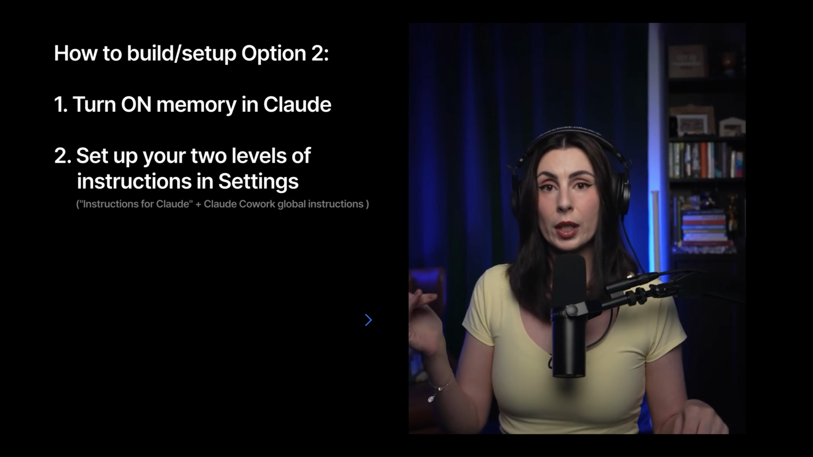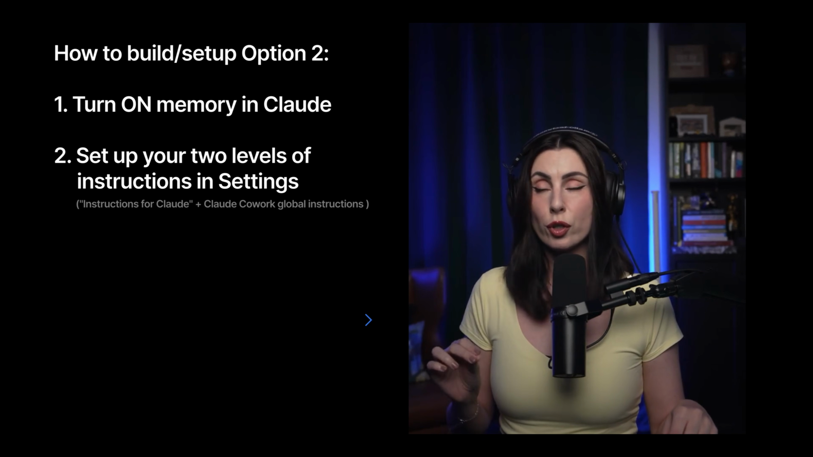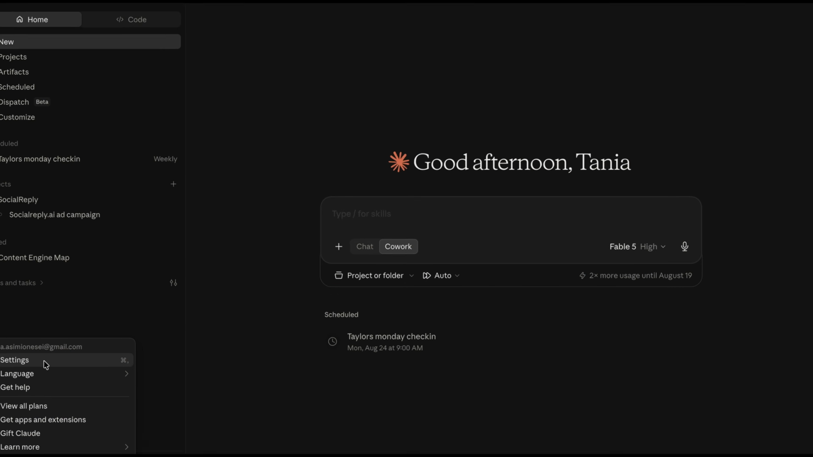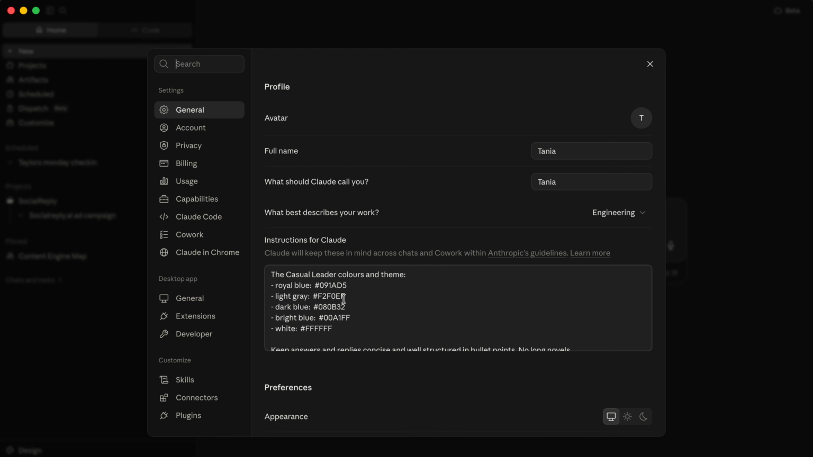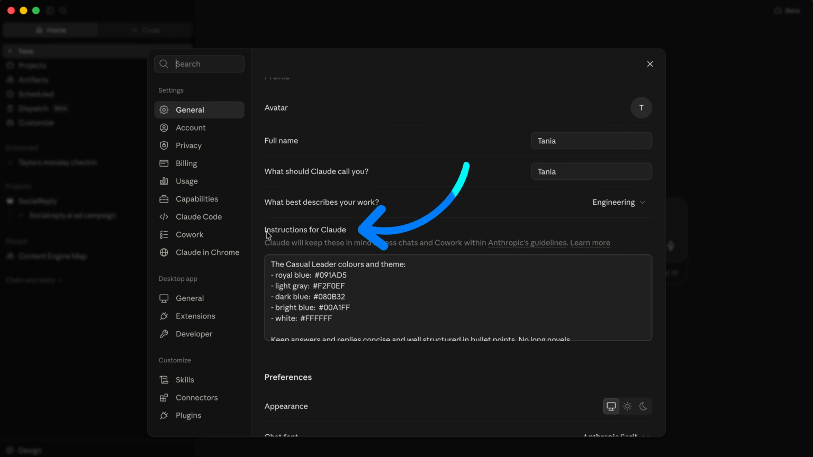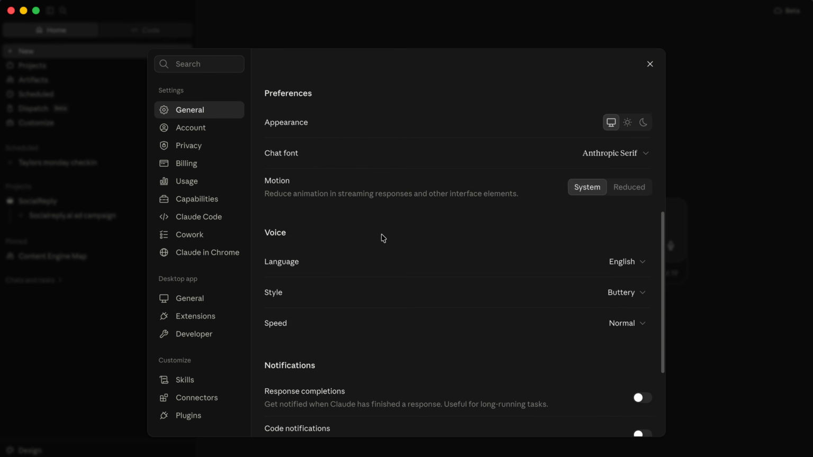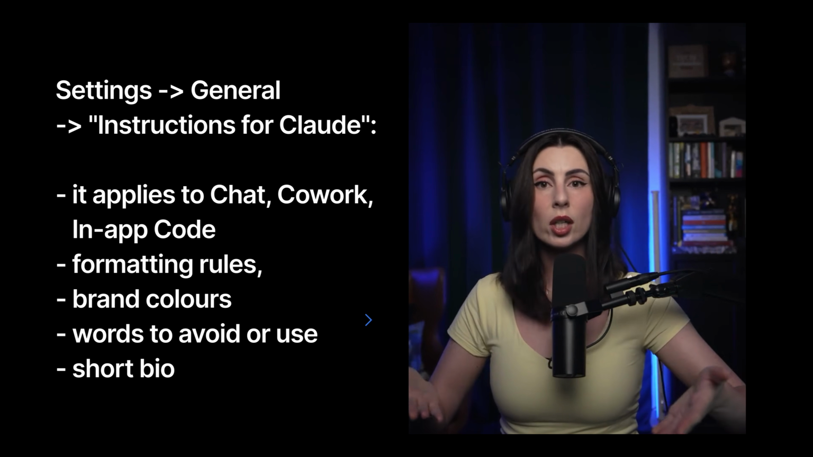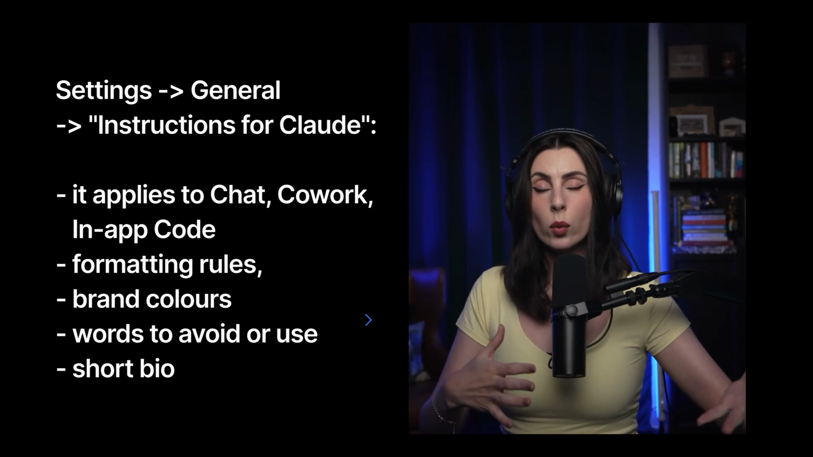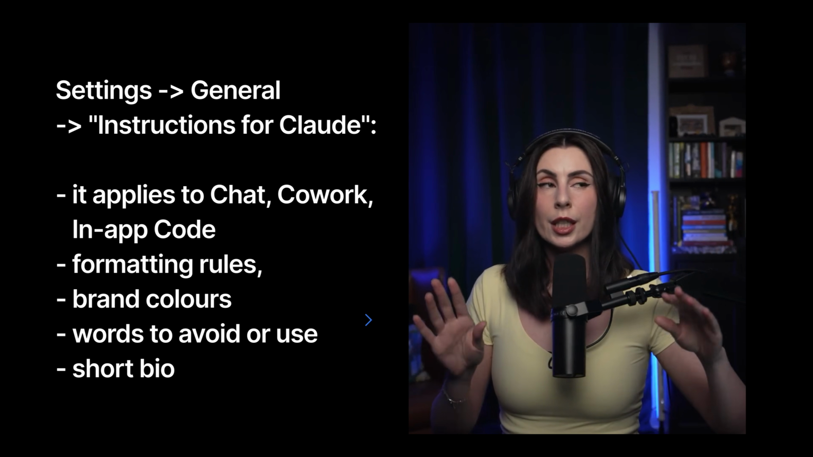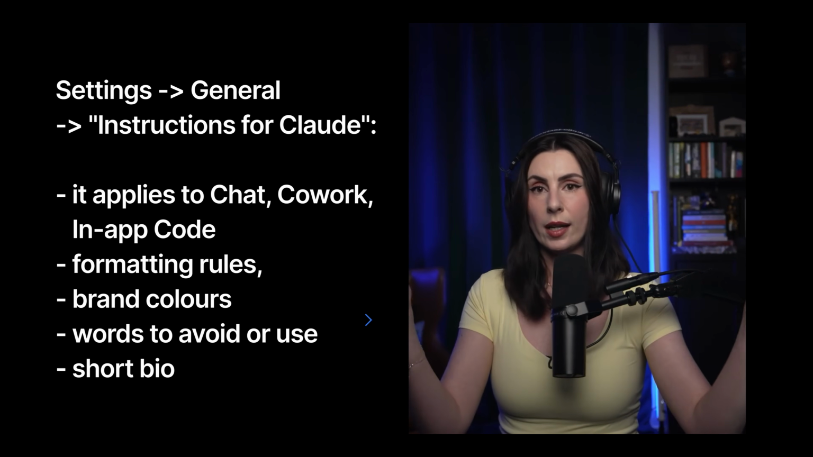Step number two, you're gonna set up your two levels of instructions that we talked about before. The high level ones in settings, the instructions for Claude, that applies to Claude Chat, Cowork, and in-app Claude Code. Anything and everything Claude, basically. So keep it very high level for high level things, such as formatting, brand colors if you have a brand, specific words to use or avoid. Useful, but keep it very high level.